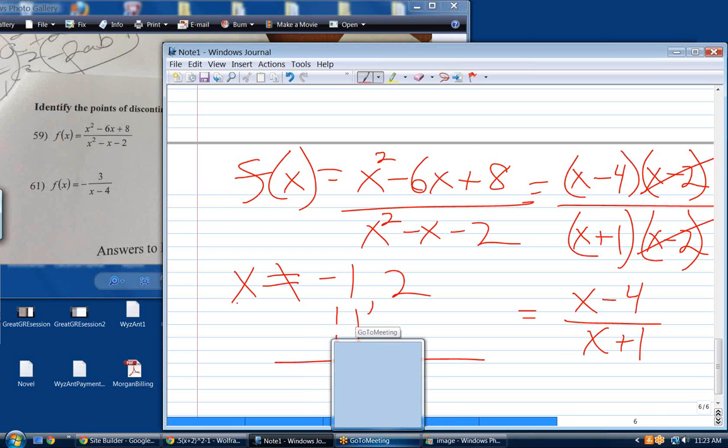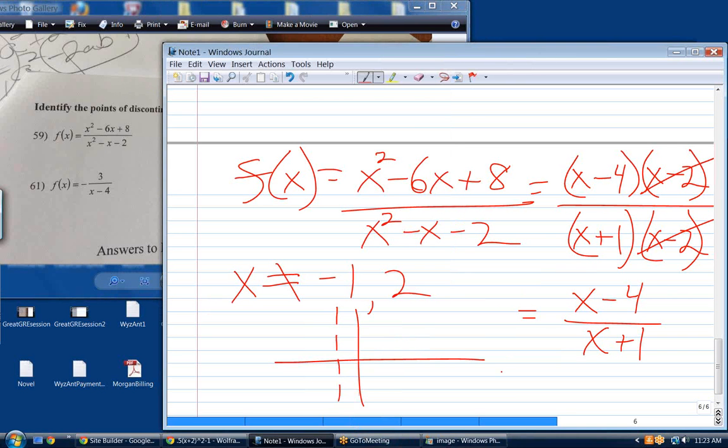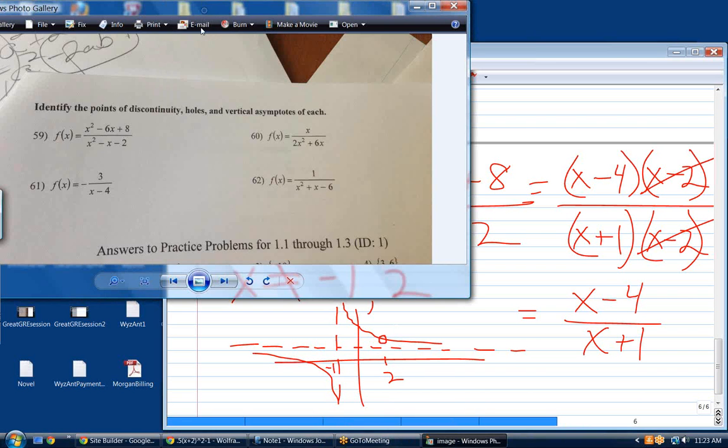Where's our horizontal asymptote? 1. They didn't ask for horizontal asymptotes, they just asked for vertical. But, yes, 1, because the x power on top is the same as the x power on the bottom, and the ratio of their coefficients is 1. So there's my horizontal asymptote. I know this thing's going to go like this and like this. The only other thing that I don't know is that the hole has to go at 2. Right there.